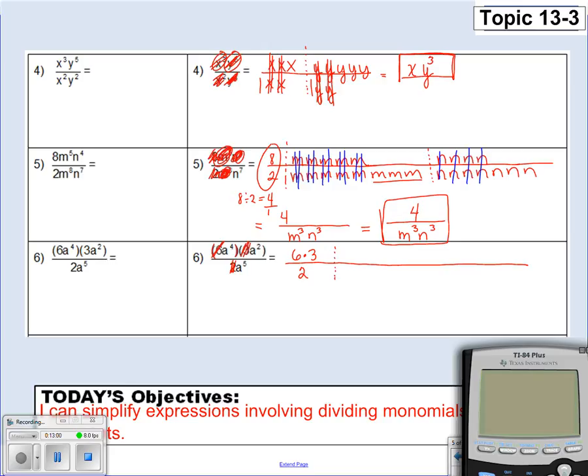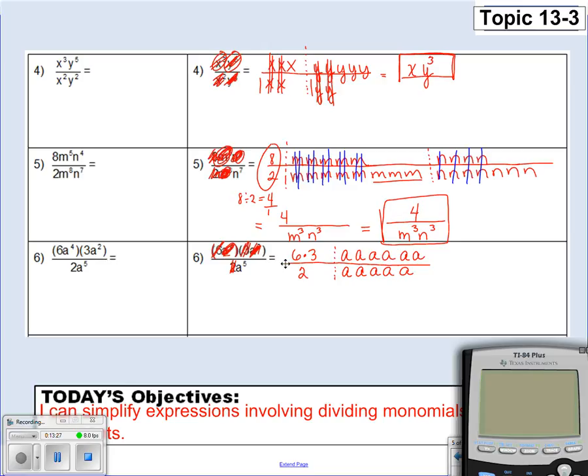Put my little dashed line. From the first parenthesis, we have a to the 4th, so that's 4 of them. 1, 2, 3, 4. Taking care of the a's. We have a squared, so 1, 2. And then in the denominator, we have a to the 5th, so that's 5 of them. 1, 2, 3, 4, 5. Okay, my line didn't need to be as long as it was.